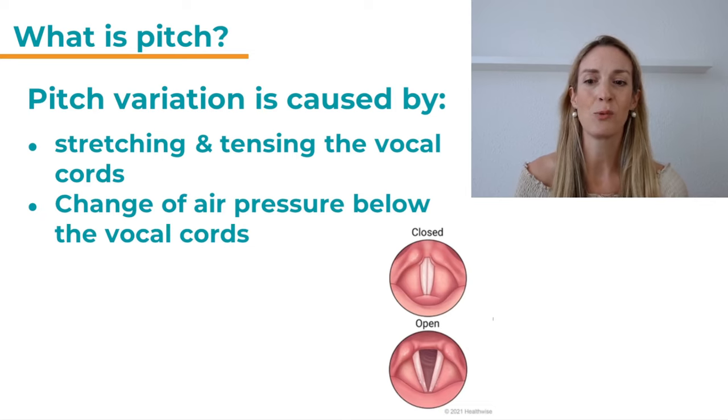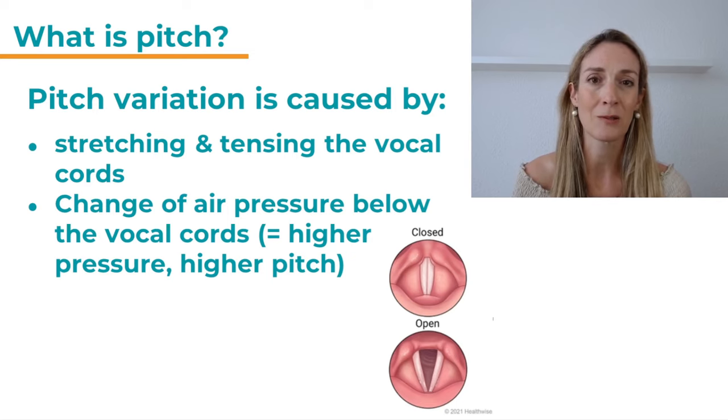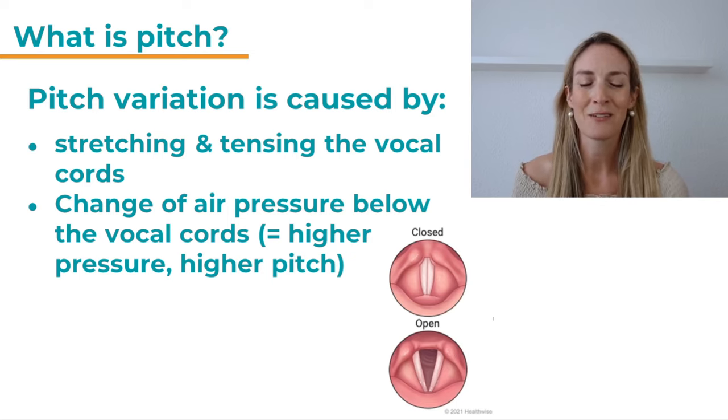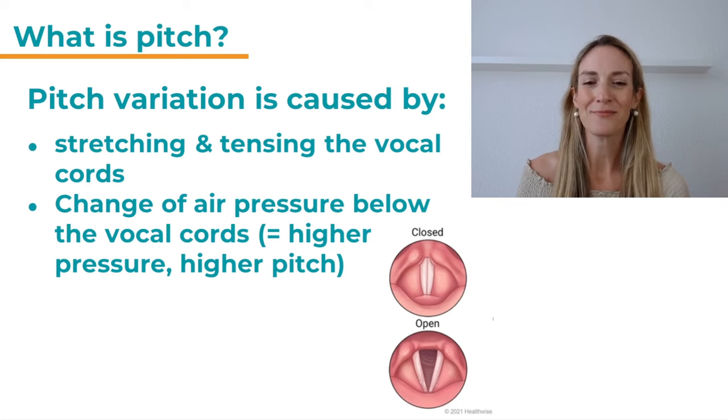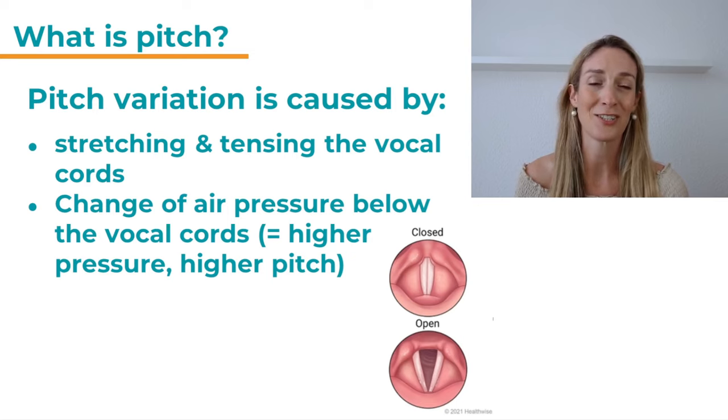A change in air pressure below the vocal cords is involved. And in general, we could say a higher pressure produces a higher pitch, so a higher frequency of vibrations. So if you have a really high tone, that means the vocal cords are tense and stretched and there's higher air pressure. And actually, when you sing and you try and produce a high note, I feel you can feel that your vocal cords are more tense and that you need more air pressure to produce that high note. Just try it out yourself and I think you'll feel it.